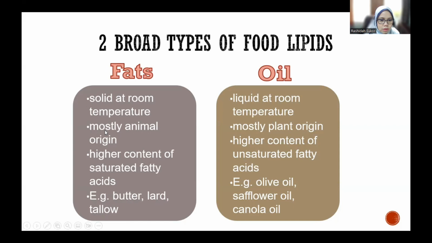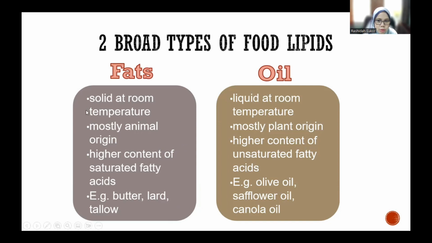And why is this type of fat solid at room temperature? Because it contains a higher component of saturated fatty acid. Saturated fatty acid means that the bonds in the fats are mostly saturated, meaning there is no double bond, it is more single bond. So when they are saturated, they are not prone to oxidation, so they are more stable. That's why you see a lot of butter is quite stable at room temperature.